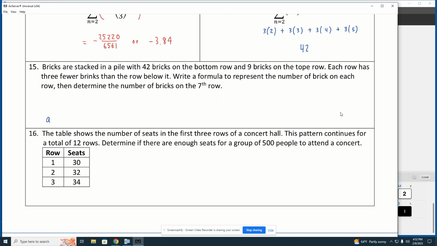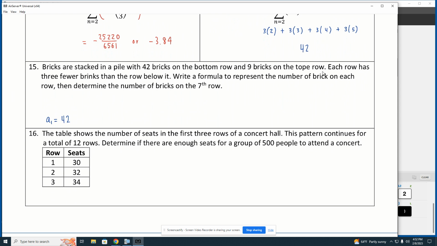So down here on the bottom, which I'm going to call A sub 1, we got 42 bricks. And 9 bricks on the top row. Each row has 3 fewer bricks than the row below it. Write a formula to represent the number of bricks on each row, then determine the number of bricks on the 7th row. Now this 9 bricks, I think, kind of threw you off a little bit.